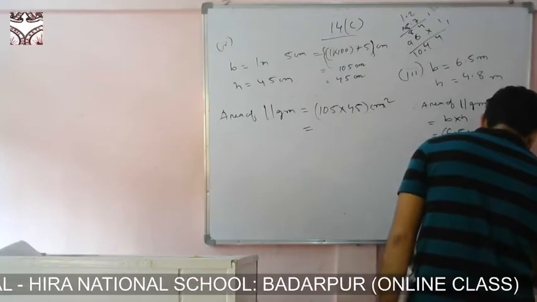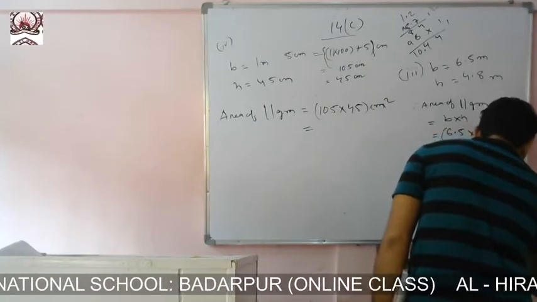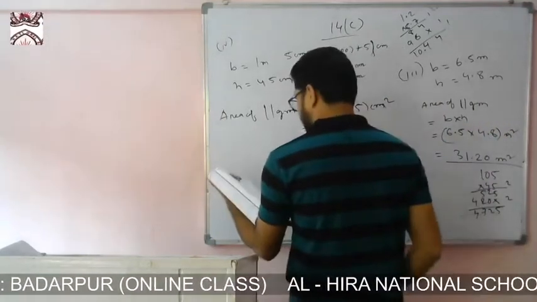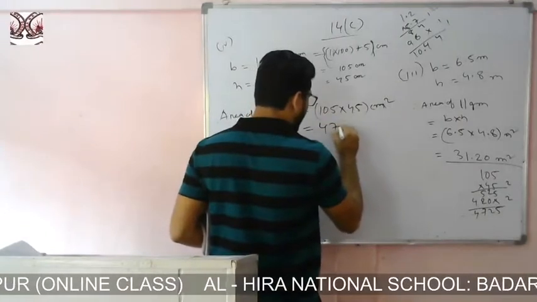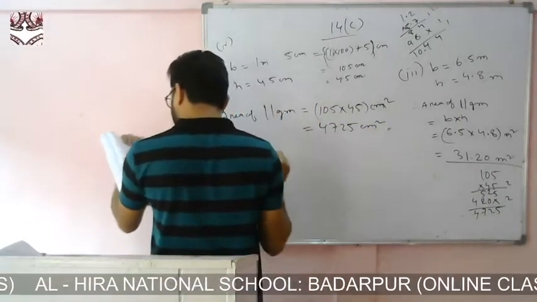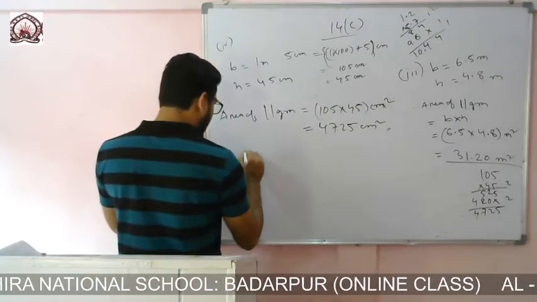Five, 2, 4725. So the answer will be 4725 centimeter square. Okay. Now come to 5.